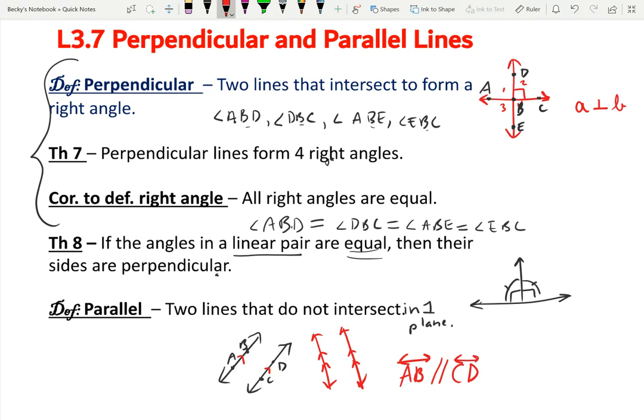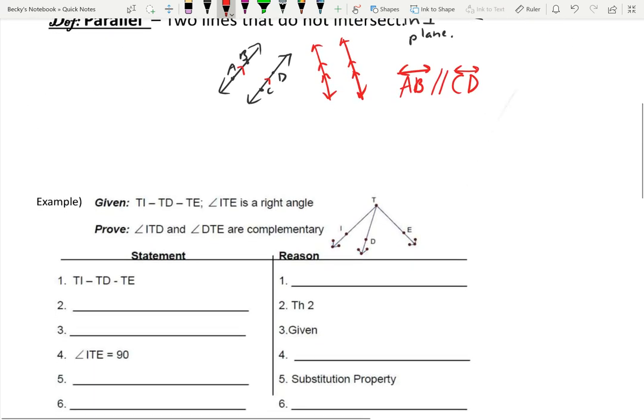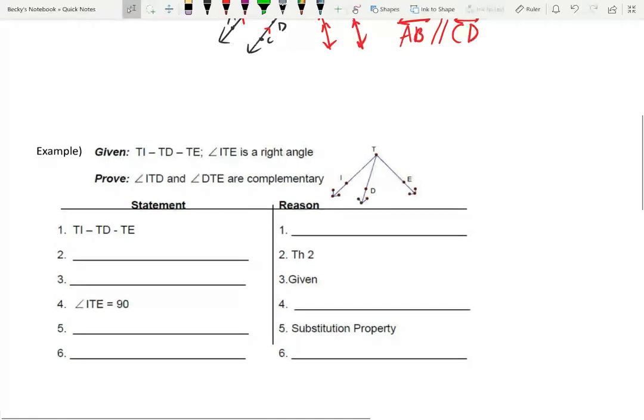So you really never have to write out the word "is parallel to." You would just use the symbol of two slanted lines. It kind of looks like 11, but it's slanted. Okay. Now, we're going to do two proofs, and we're going to be finished with notes.